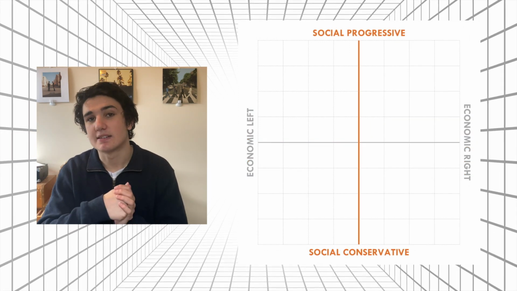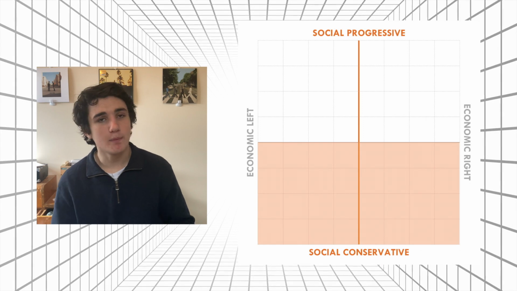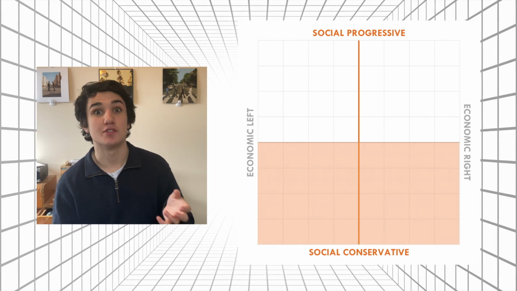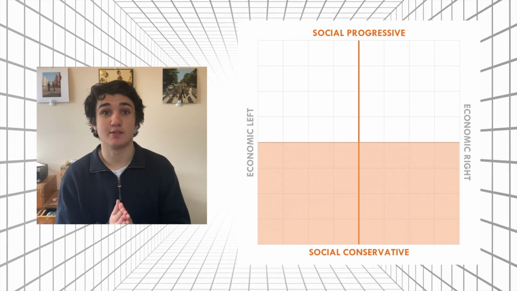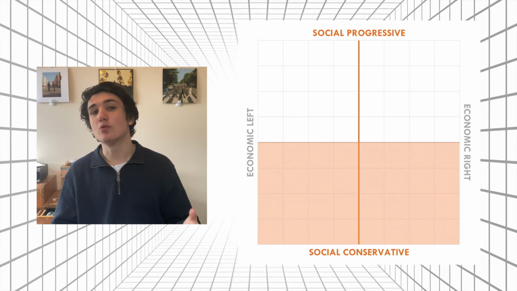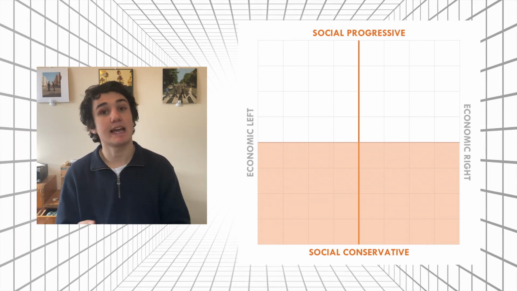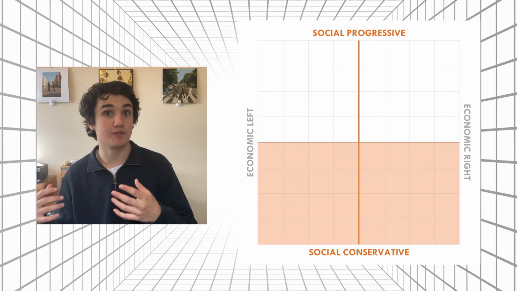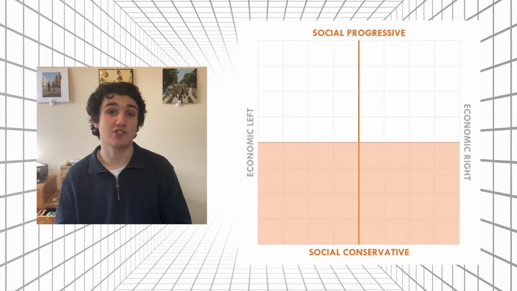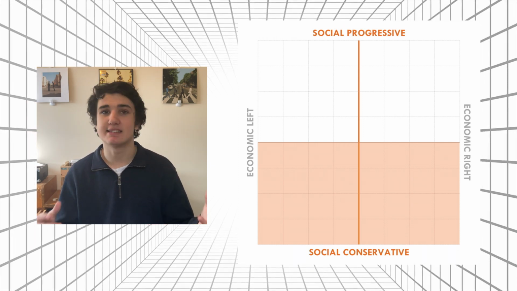The vertical axis measures social policy. At the bottom of the vertical axis, we have social conservatism, which is based on traditional values and a desire to keep things the way they are. This usually means that they don't support the legalization of things like cannabis, abortion, or euthanasia, but they do support more protection of gun rights, less governmental action in protecting the environment, and less immigration.